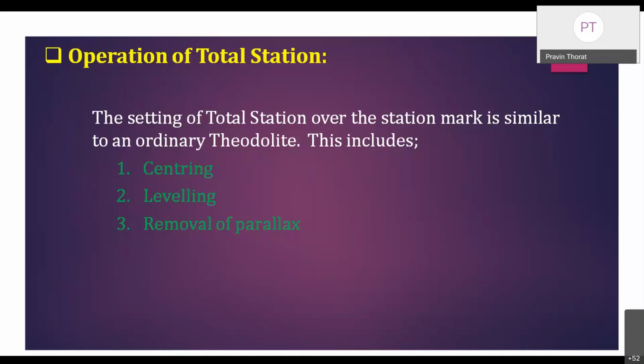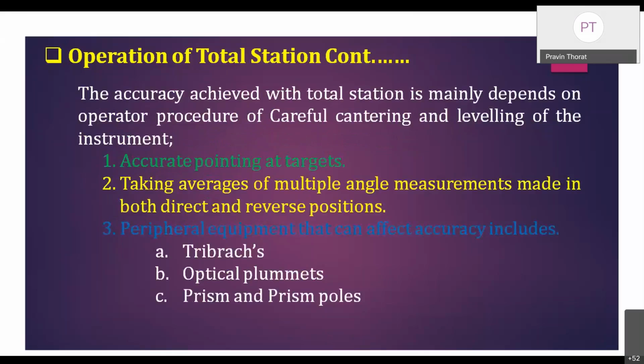In this case, we have to do accurate pointing at targets, then take the average of multiple angle measurements made in both face positions. Peripheral equipment that can affect the accuracy includes tribrachs, optical plummets, and prism poles. Care should be taken while doing the operation. The tribrach, optical plummet, and prism should be at their position while doing the survey. They will not move. When we are fixing the objects or marking the points, the prism pole and prism should be at their position. It should not be disturbed by any means.